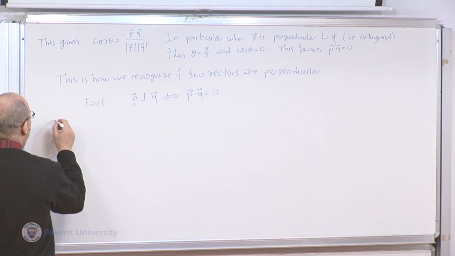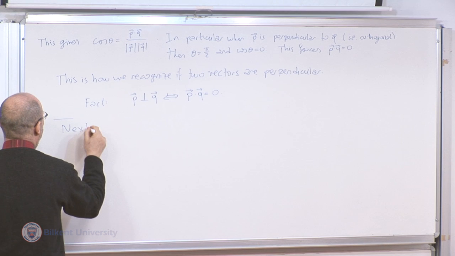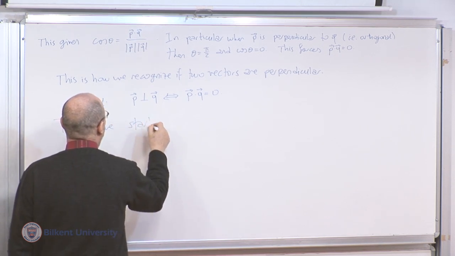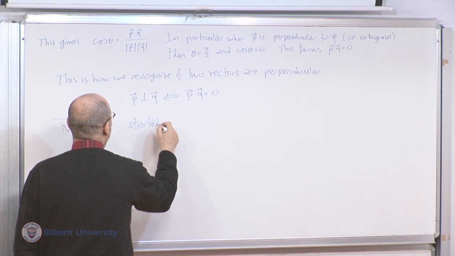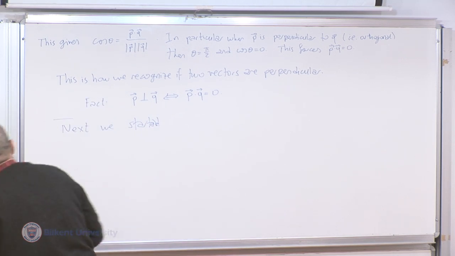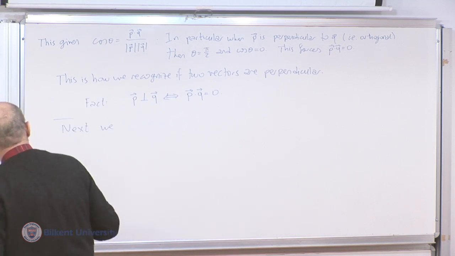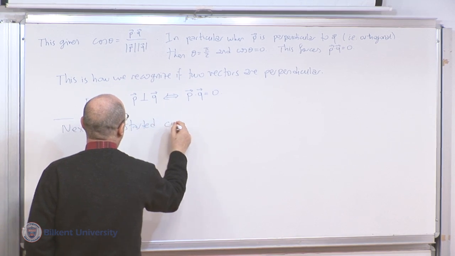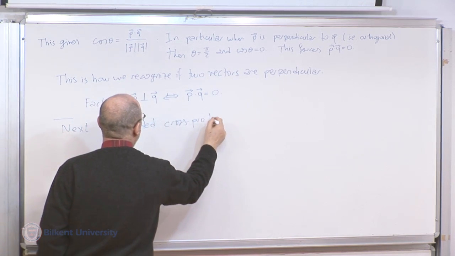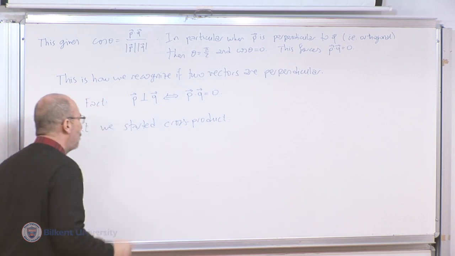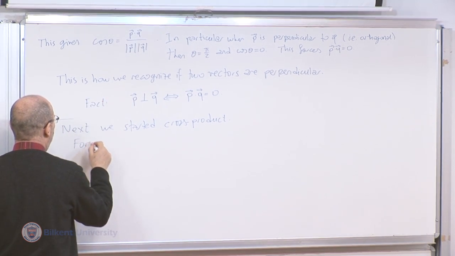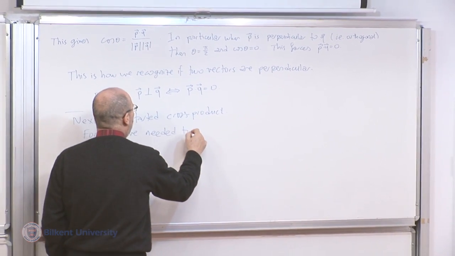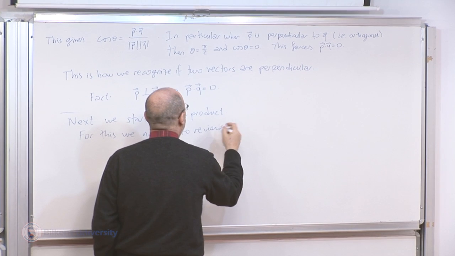Then next, we started considering triple products, the cross product. Next, we started the cross product. For this we needed to review some determinants.